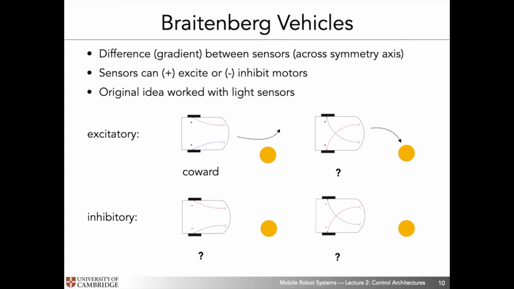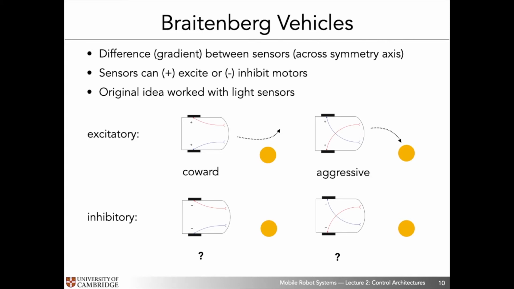Now, if we cross over these sensor connections, right, exploiting the symmetry axis and the gradient between the sensors, what we end up having is the inverse type behavior, right? So the closer the robot gets to the light source, the more the right-hand side sensor is being activated, and the more that excites the left-hand side motor. So what the robot will end up doing is aggressively moving towards the light source, okay? So this is an aggressive Braitenberg vehicle.